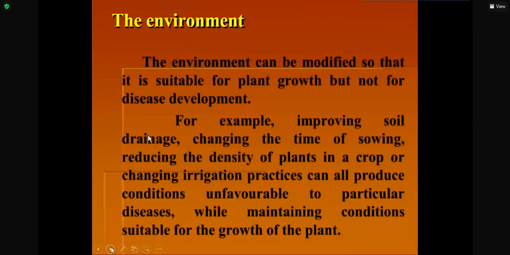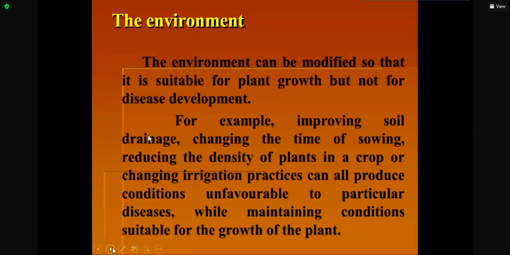Okay. Then we have to modify the environment. We cannot control the environment, we cannot control the temperature and relative humidity, but we can modify the temperature and relative humidity to some extent by following a number of approaches or techniques. For example, by adjusting the planting time or sowing time of the seed, by reducing the density of the plant, by changing the irrigation pattern, by changing the timing of irrigation. By doing so, we can regulate the temperature, relative humidity, and other aspects of the environment.